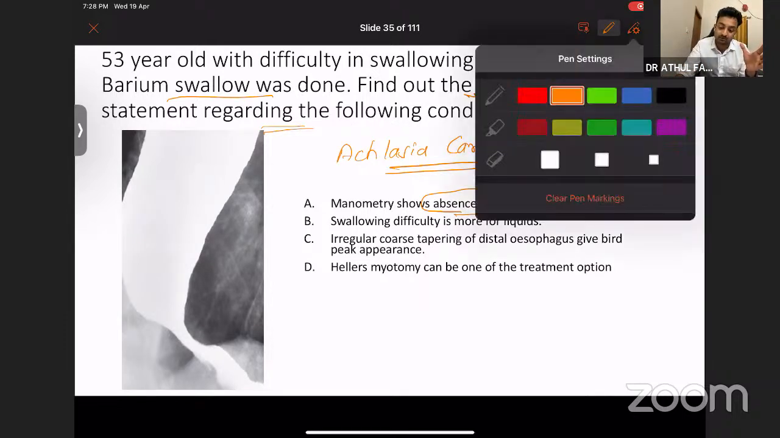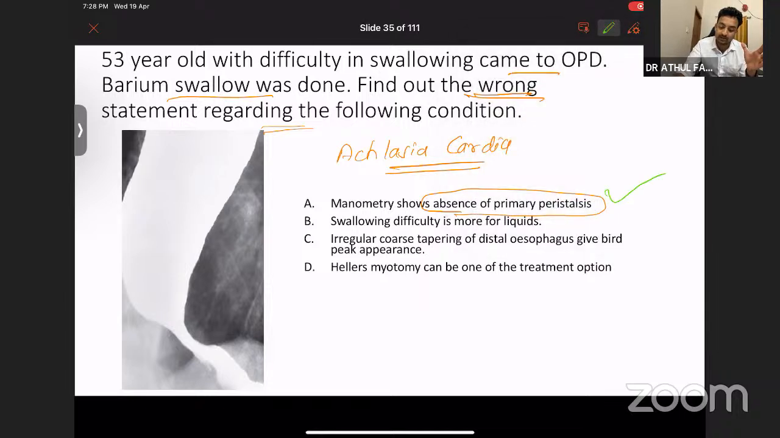So this is the first pathology that you have to remember. That is correct. Swallowing difficulty is more for fluids. Yes, at the first in achalasia, the patient will complain of swallowing difficulty more for the fluids. That is the concept. And the third option is there is irregular coarse tapering of distal esophagus leading to a bird beak appearance. Remember, the appearance is bird beak, but it is not irregular. It is not coarse. It is a smooth tapering.